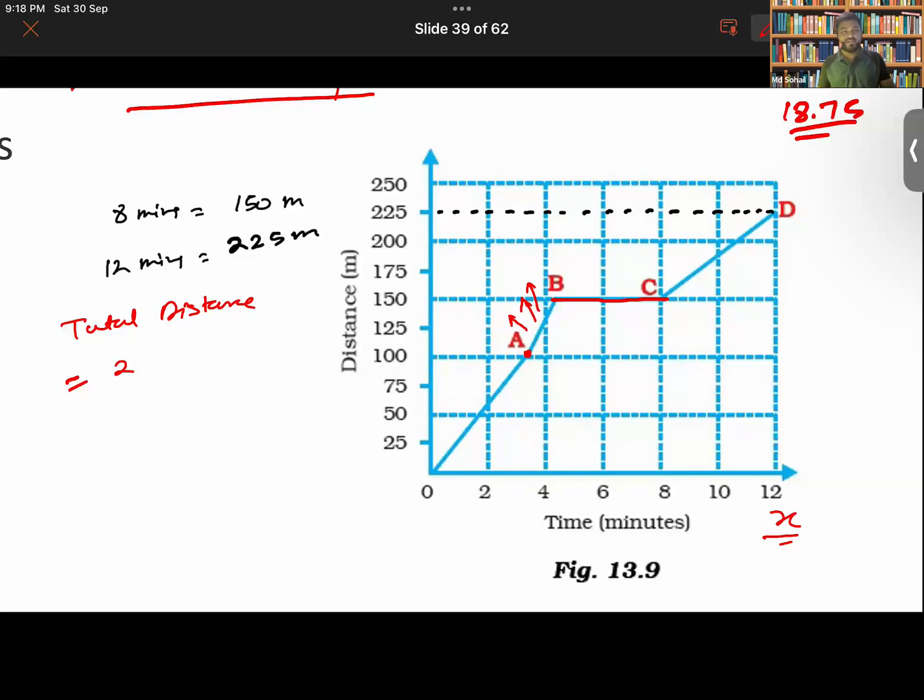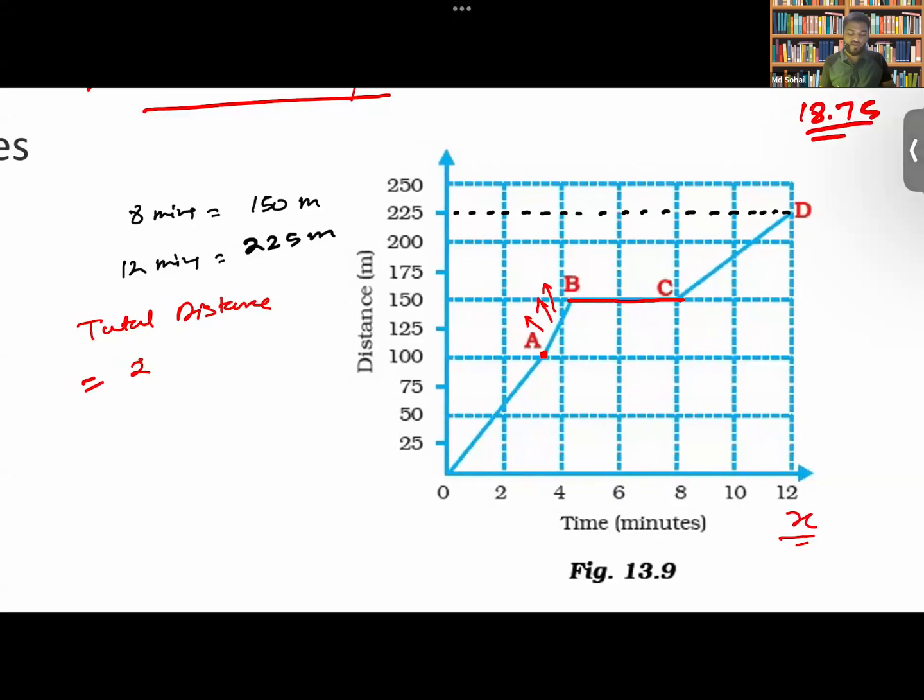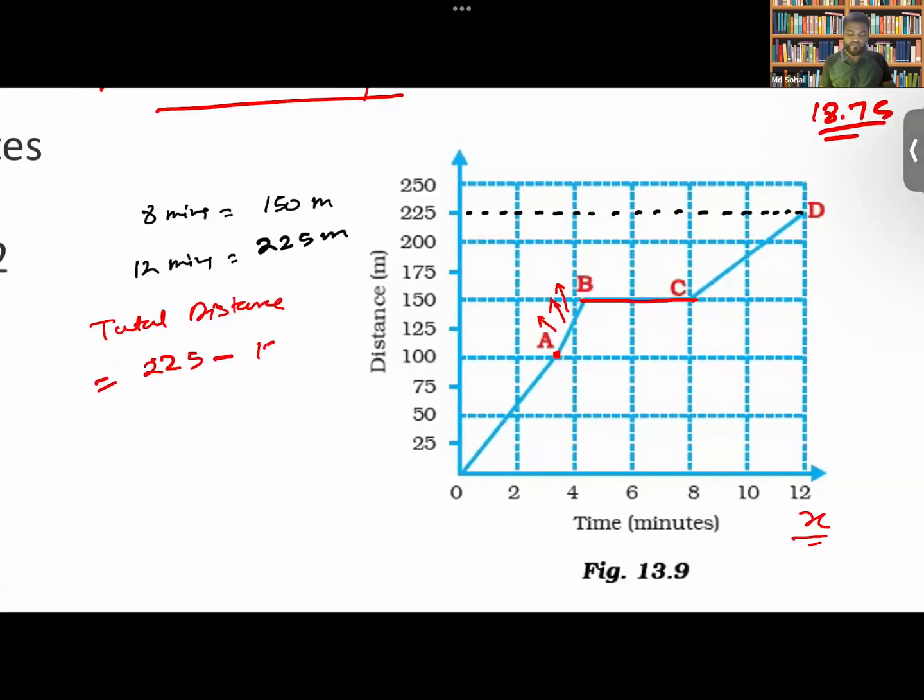Exactly. That's what you guys are required to do. Total distance from here to here will be 225 minus 150 now. You're getting it now. And total time will not be 8 now. Total time here, it's 2 minutes and 2 minutes, so that is 4 minutes. The total time will be 12 minus 8, that is 4 minutes. Are you guys getting it?